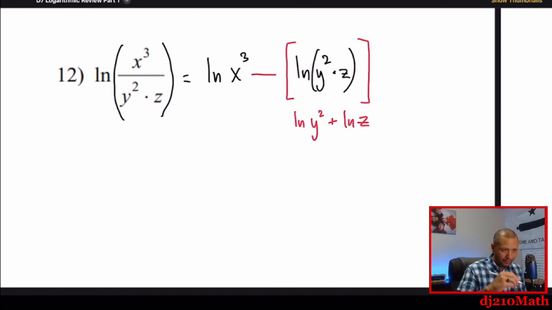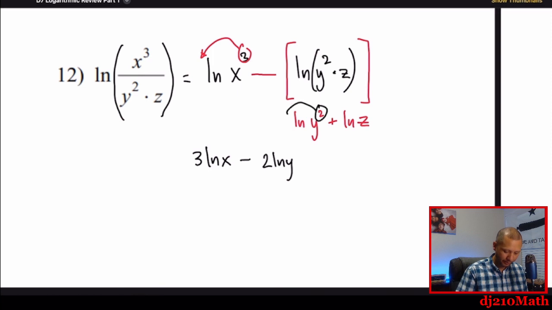So because the negative has to distribute to everything that's inside, the power is going to come down here. So this is going to be 3 natural log x, because the power can come down front, minus 2 natural log y. Again, the power can come down in front. And then minus natural log z, because this negative has to distribute to everything that's inside. And it just so happens there's two things inside: natural log y squared plus natural log z. So the negative hits both of those.